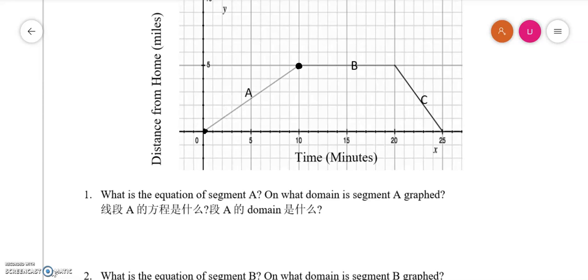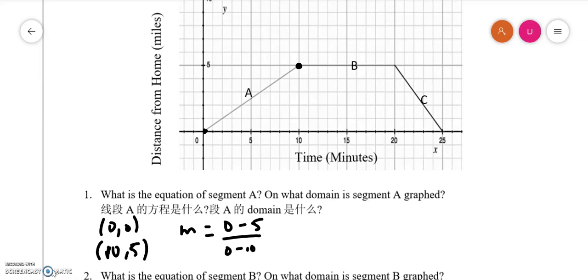All right, so 2 points, (0, 0) and (10, 5). Let's find our slope by subtracting these. 0 minus 5 over 0 minus 10. That's negative 5 over negative 10, which is 1/2.